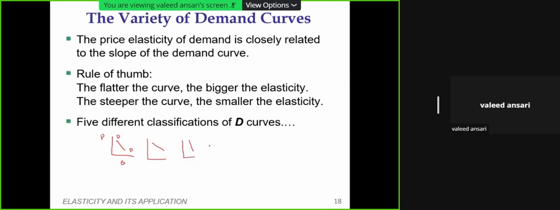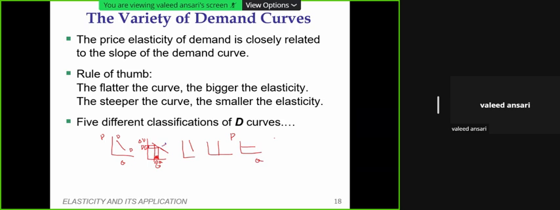For example, if I draw a demand curve like this, please keep in mind this is P and Q, quantity demanded. Let me extend it further. Let us say I increase the price by this much. The change in price is this much, and the change in quantity is this much. You can see that the change in quantity is greater than the change in price.